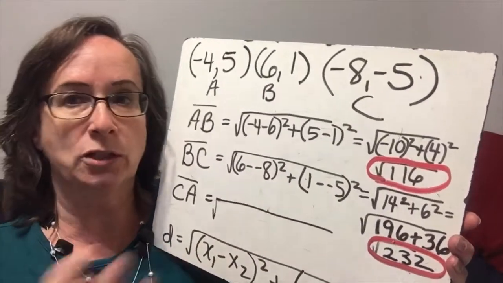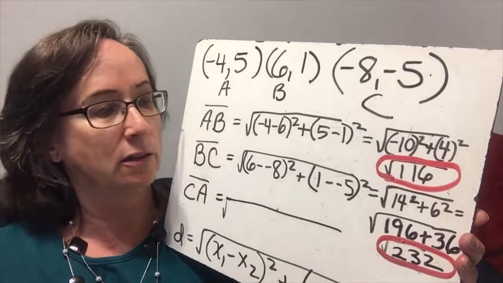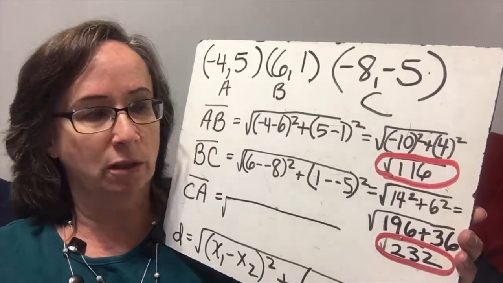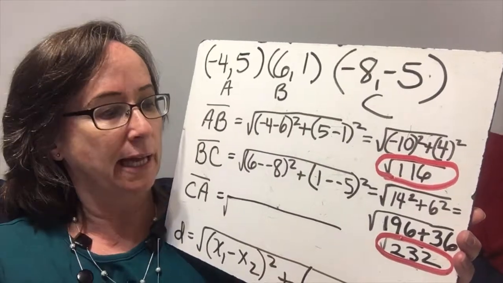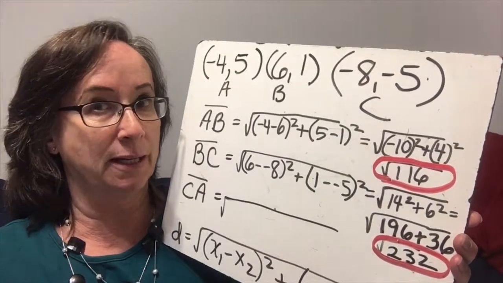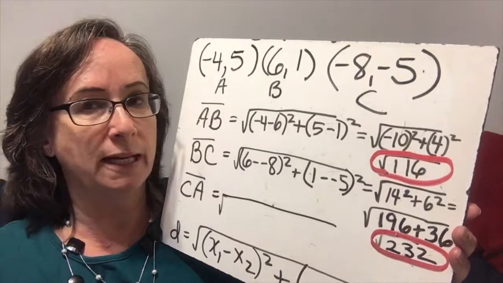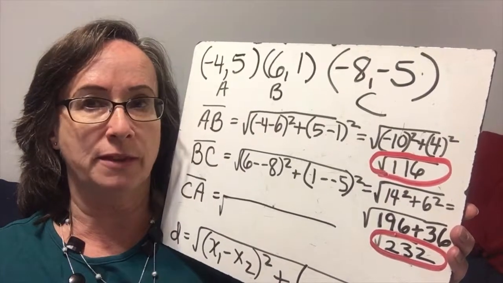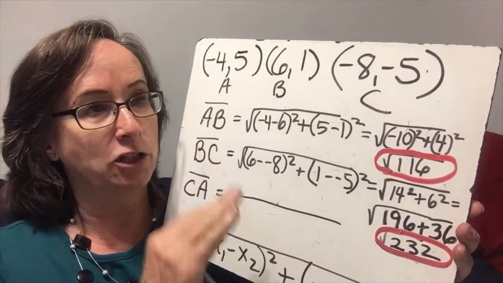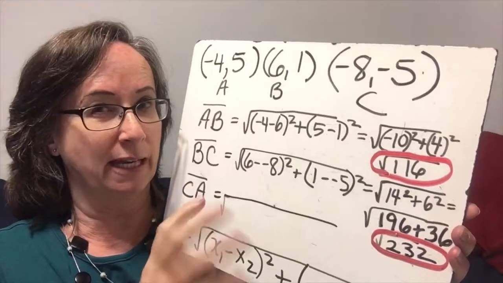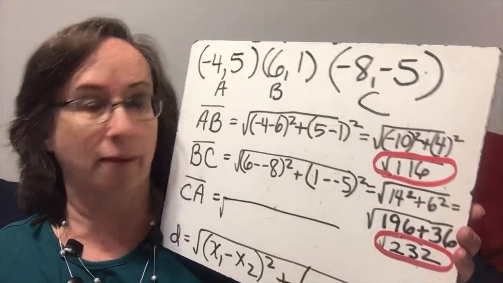And remember, when we're talking about a right triangle, the Pythagorean theorem will be true. And remember, the Pythagorean theorem is a squared plus b squared equals c squared, which means that the sum of the shorter sides squared, each one of the shorter sides squared and then added together, will equal the hypotenuse squared.